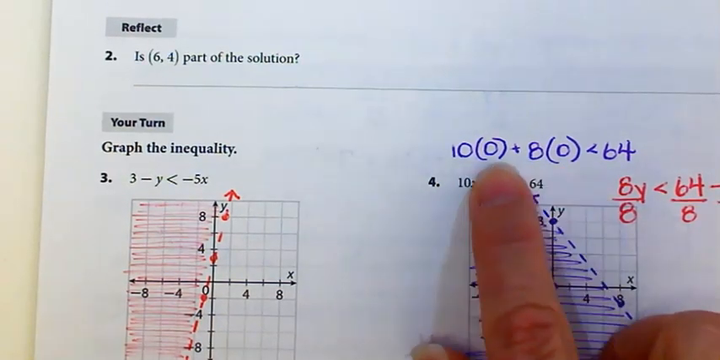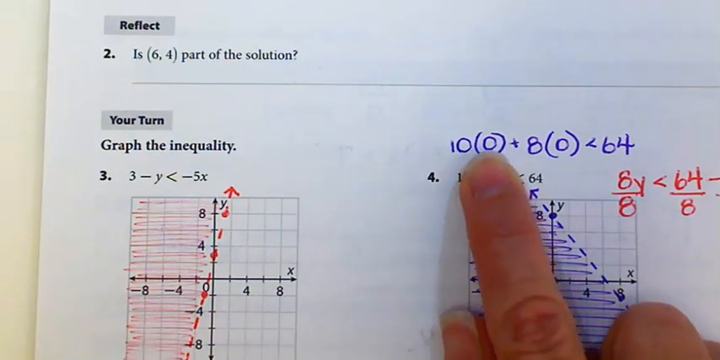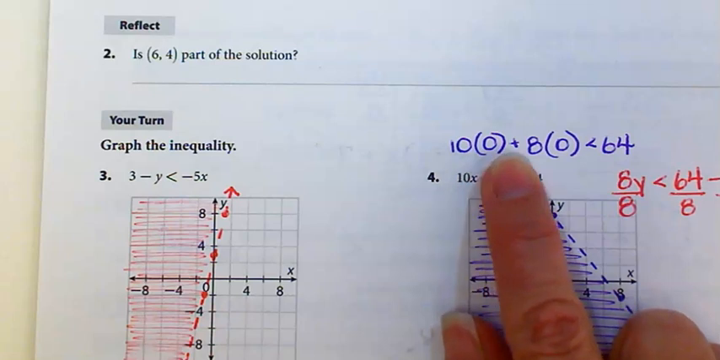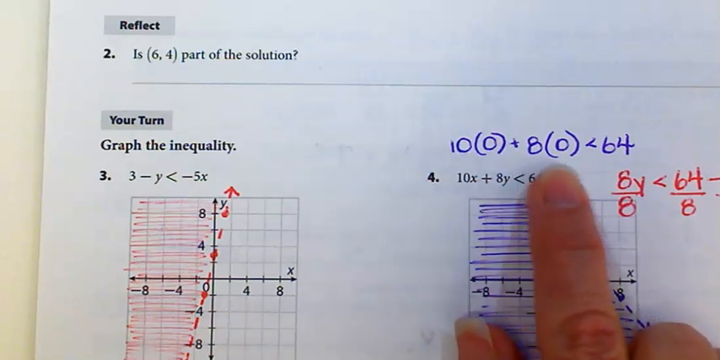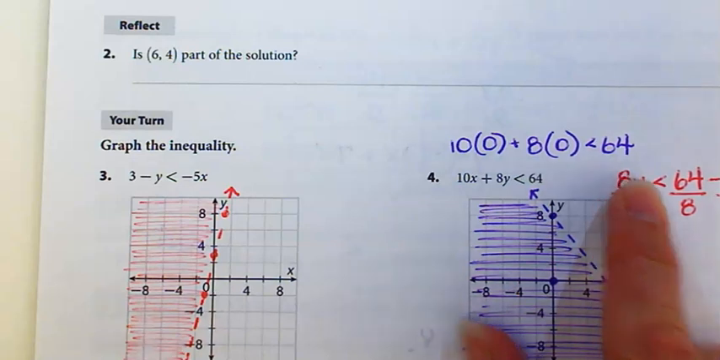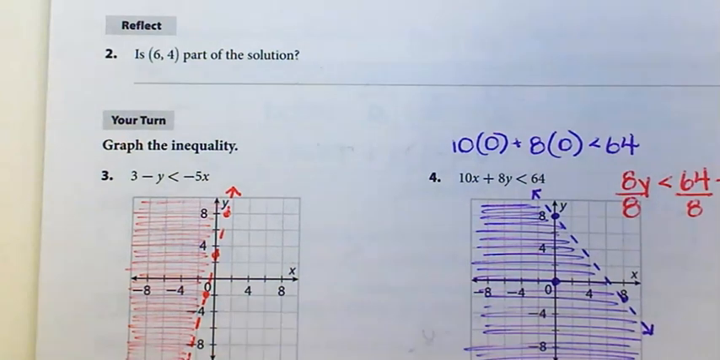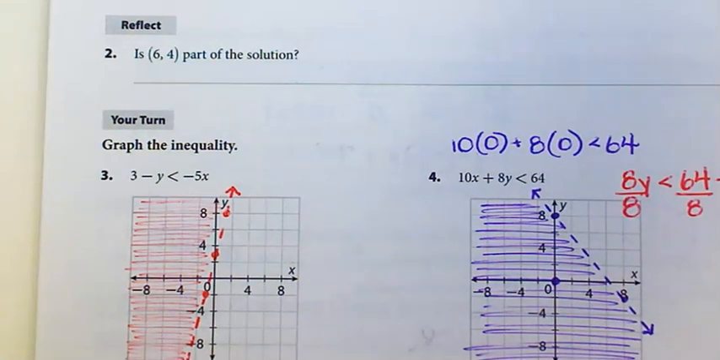Up here, I wound up putting it back in the original equation, which is fine. And I get 10 times 0 plus 8 times 0. So all of this is 0. And is 0 less than 64? Yes, it is. So this is the side that makes the statement true. So I shade that side.